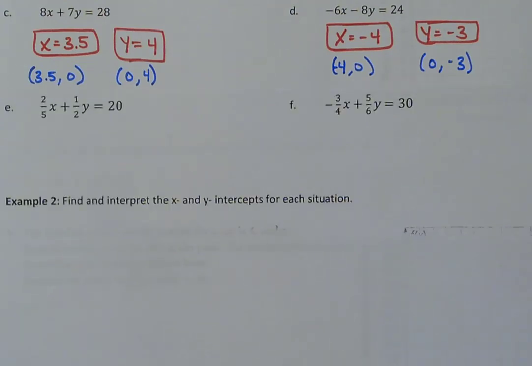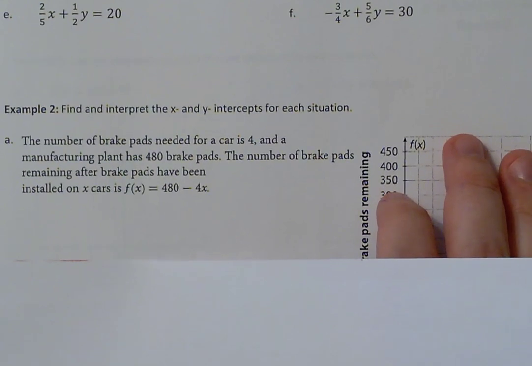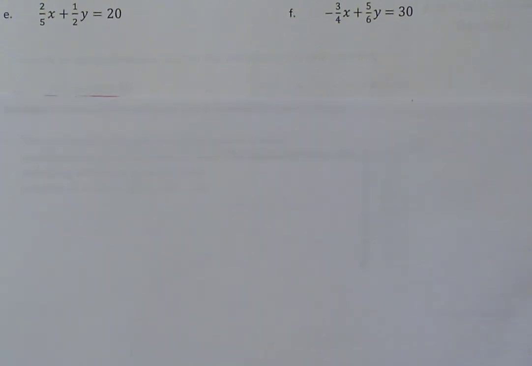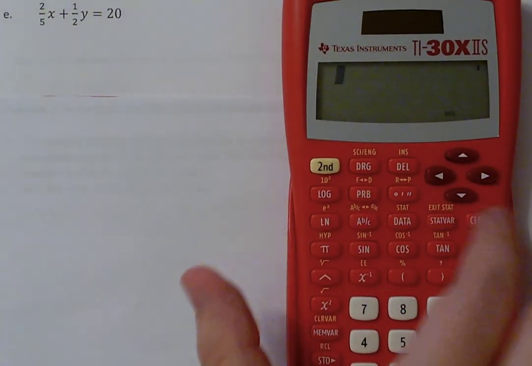Alright, so E and F are continuing with the same idea. The difference for E and F is that there are fractions. Even though there are fractions, you just treat this the same. I do want to talk about at least one of these, so I am going to look at E. I will leave F for you to do some practice on your own if you need. But let's go ahead and take a look at E first.